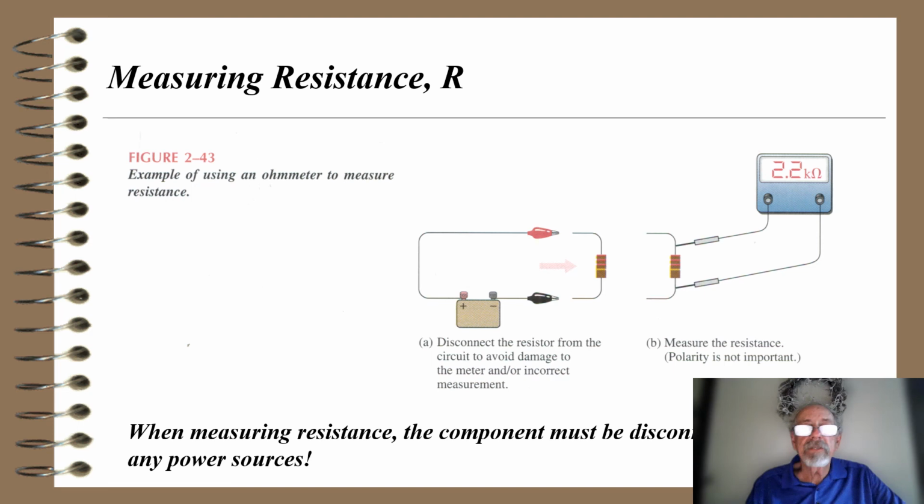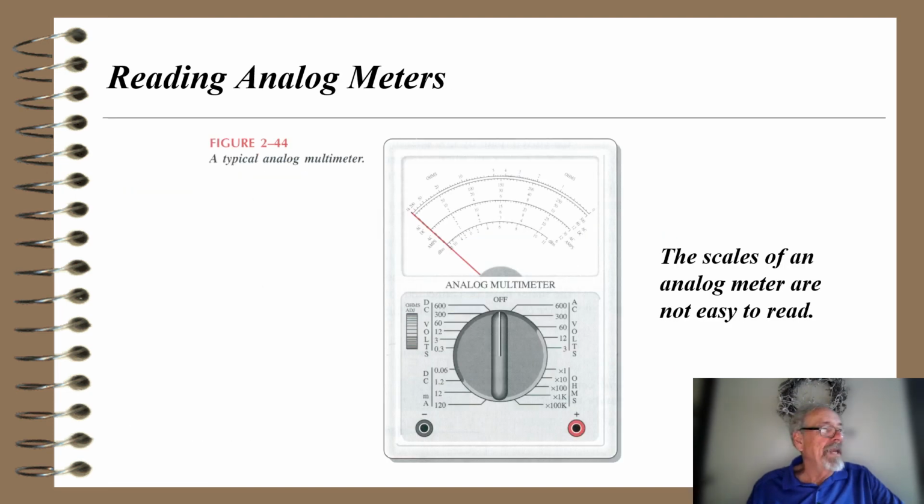To measure resistance, I have to take the component out of the circuit, because it turns out the meter actually acts now as a source of voltage, applies a voltage to that resistor, and measures the current, translating it into a resistance. So in measuring resistance, the component must be disconnected from any power sources. It doesn't have to have both leads disconnected. You could disconnect one lead and have the resistor hanging there, still connected, but it's got to be disconnected from the power source.